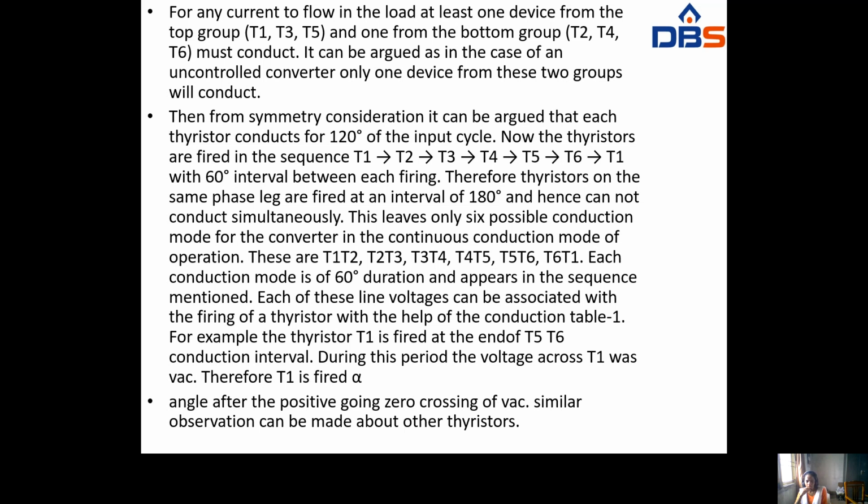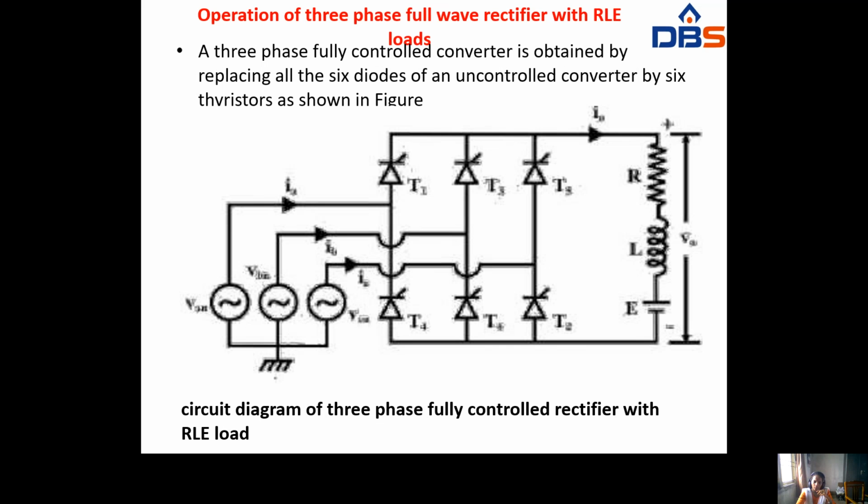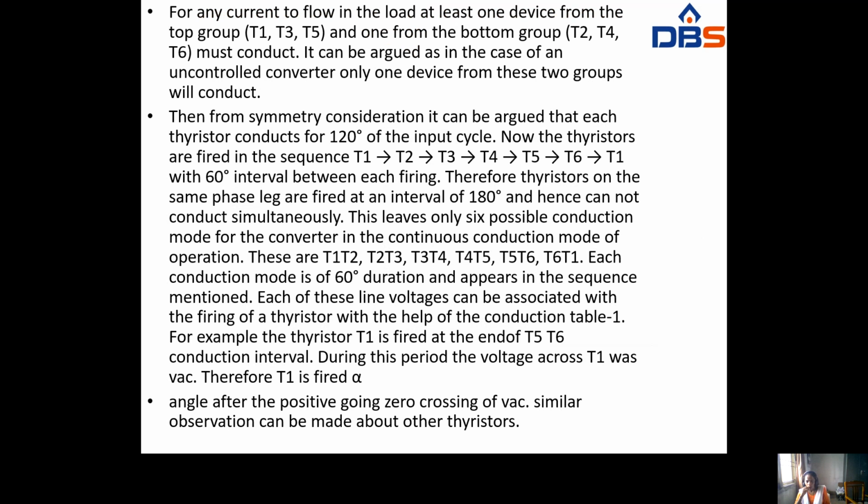So then from symmetry consideration, it can be argued that each thyristor conducts for 120 degrees of the input cycle. Now the thyristors are fired in the sequence T1, T2, T3, T4, T5, T6, T1 with a 60 degree interval between each firing. Therefore the thyristors on the same phase leg are fired at an interval of 180 degrees. So here T1 and T4 will be fired with an interval of 180 degrees and hence can't conduct simultaneously.